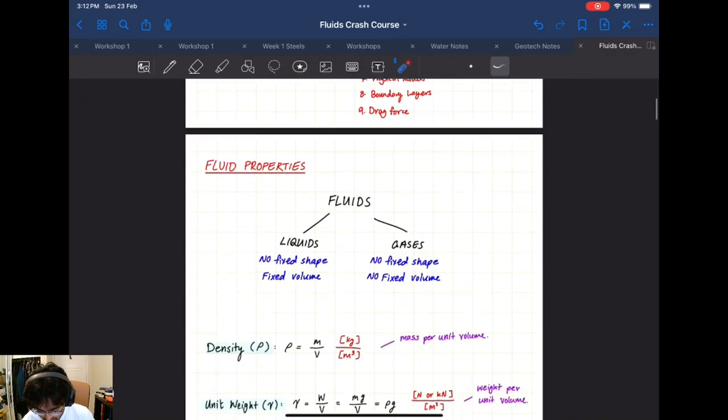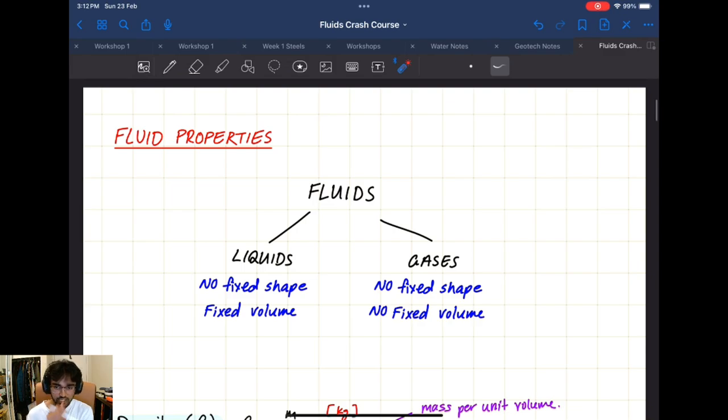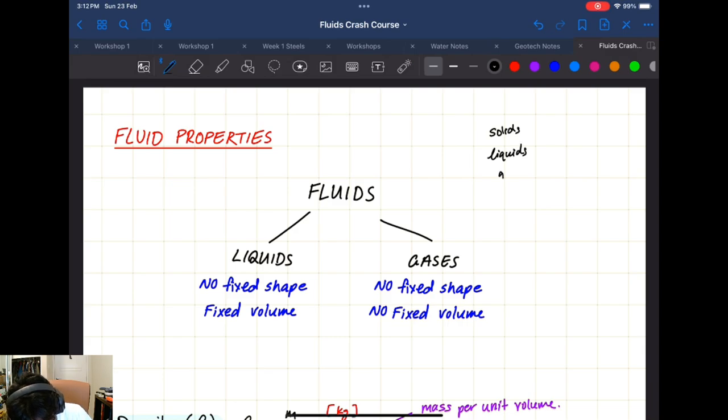Okay, let's move on to fluid properties. First things first, from primary school, you should probably remember the three states of matter: solids, liquids, and gas. The study of solids you do in a different course. However, in this course, we only care about liquids and gases.